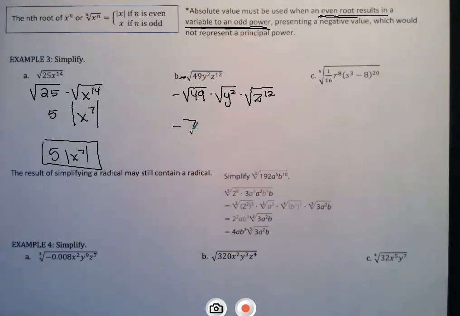What's the square root of y squared? y. And what's the square root of z to the 12th? 6. So z to the 6th. Nope, the negative. We only need one negative. Okay. Where do we need the absolute value? On the y. Okay. Because it resulted in an odd power. This is y to the first. So we have to have that in there. So it's negative 7, absolute value of y, z to the 6th is your simplified answer.